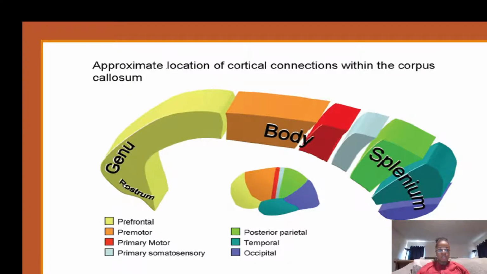The yellow is the prefrontal, the orange is the premotor, the red is the primary motor, the baby blue is the primary somatosensory, the green and the bluish green and the blue, they're all in the back of your head. Well, except for the green, it's posterior in the parietal.